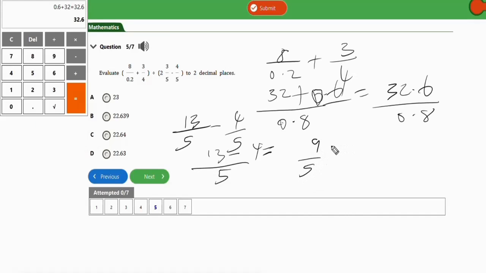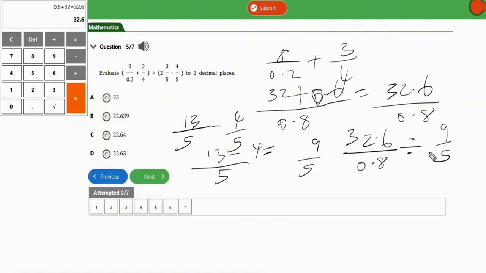At this juncture, we bring everything together. Remember, we divided 32.6 over 0.8. Let's just do it like this, so we'll be on the safe side. Now we have 32.6 over 0.8 divided by 9 over 5.